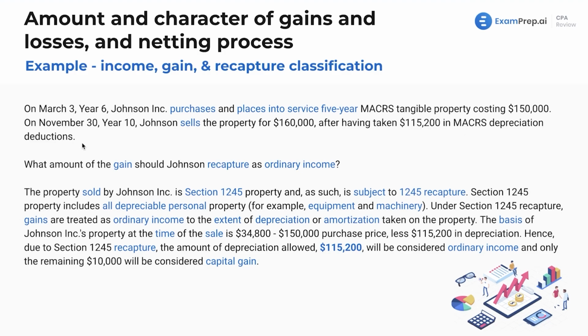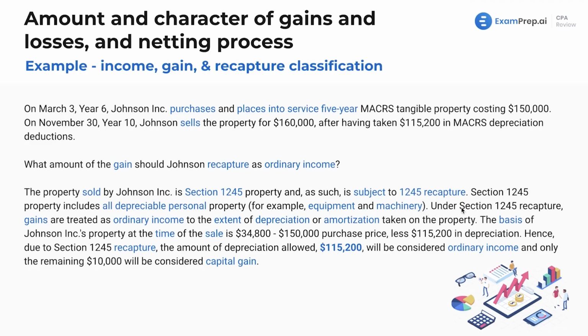Now, the IRS probably not too happy about that, because the person took some deductions, even though they eventually ended up selling this. What amount of gain should Johnson recapture as ordinary income? Well, knowing our classifications, we can see that this is Section 1245 property, and as such, would be subject to 1245 recapture. Now, Section 1245 property includes all depreciable personal property, for example, equipment and machinery, which we see here.